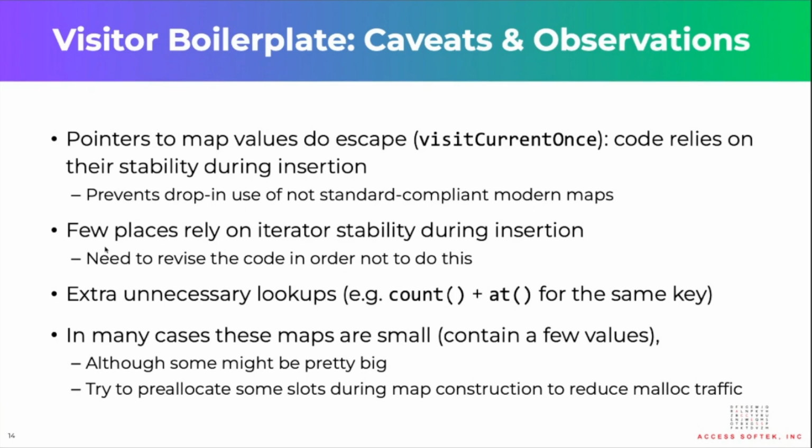What we noticed is that in many cases these maps tend to be pretty small. This is usually true for nested visitors that you invoke somewhere deep inside. But sometimes these maps can be quite large, if you just run a visitor on your whole program.